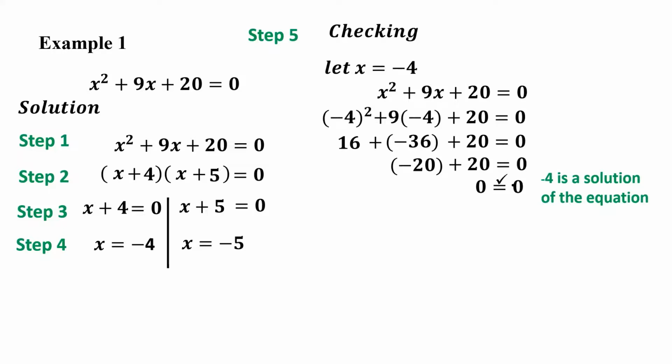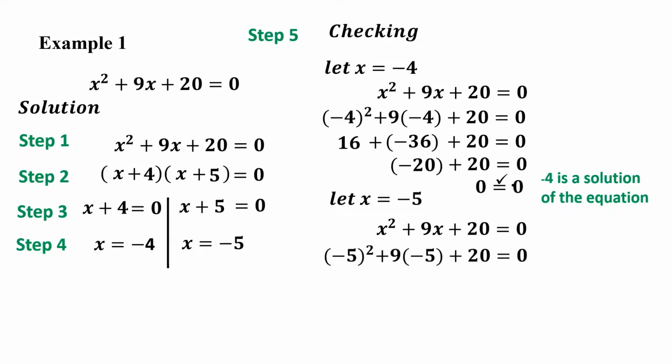Next, let us proceed in checking the other value of x, which is -5. First, let x be equal to -5. Use the given equation, which is x squared plus 9x plus 20 is equal to 0. Next, let us substitute the value of x, which is -5. Then, -5 squared is 25, plus 9 multiplied by -5, the product is -45, plus 20 is equal to 0.